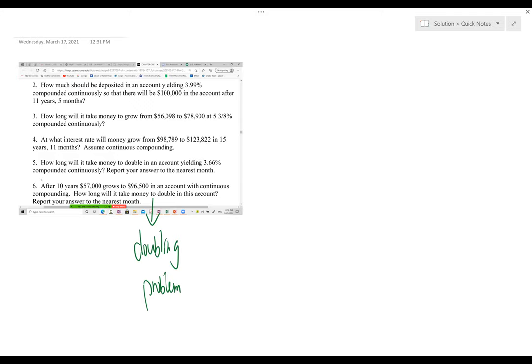So first part of the question, after 10 years, this 57,000 grows to 96,500. From there, you'll be able to find out the rate, right? The rate is not known here. Rate is unknown. We're looking for that. So t is given, 10 years. The beginning balance is 57,000. Ending balance is 96,500. And we're solving for rate. Once you know the rate, we'll be able to solve the doubling problem. But we have to get to the rate first.